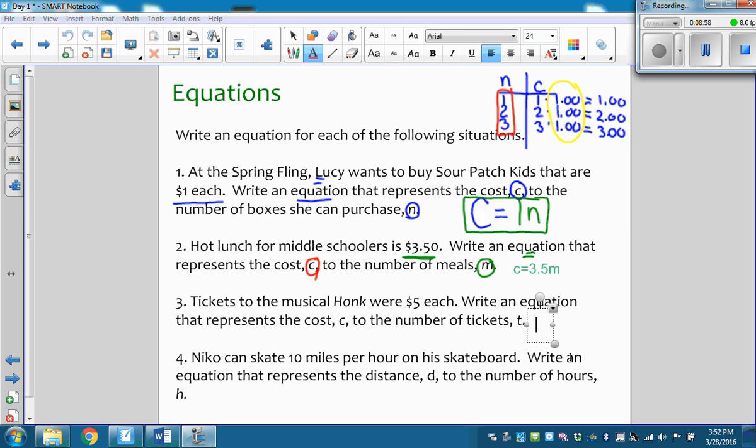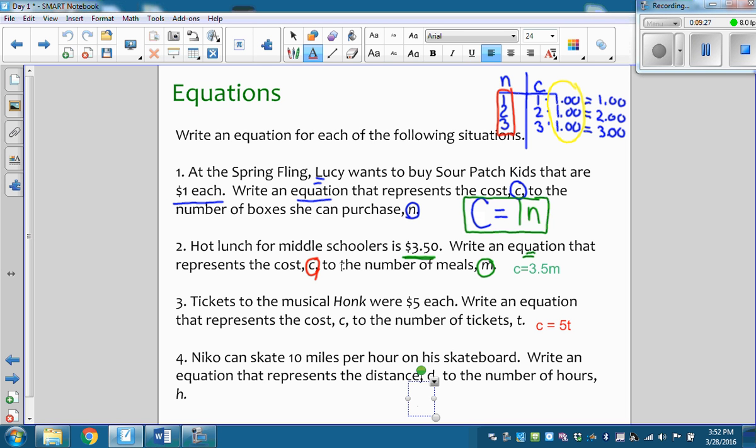Cost, there we go, is going to be equal to 5 times the number of tickets. And on this last one, Nico can skate 10 miles per hour on his skateboard. Write an equation that represents the distance to the number of hours, h.